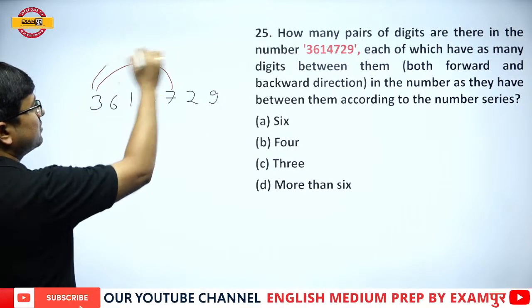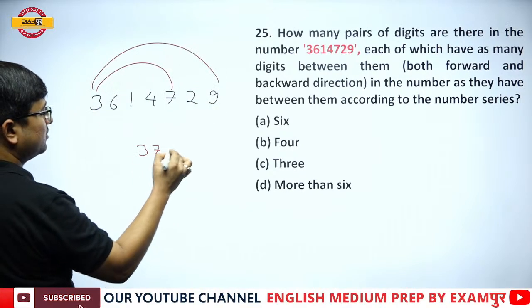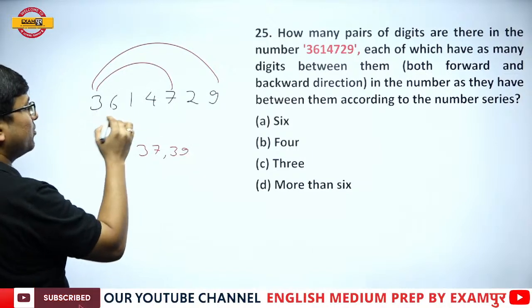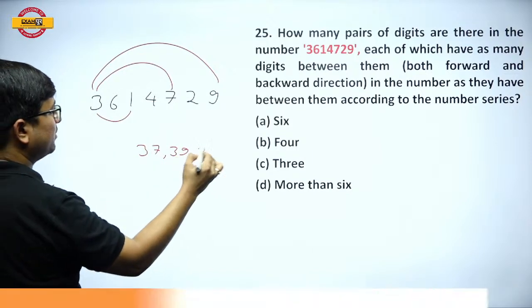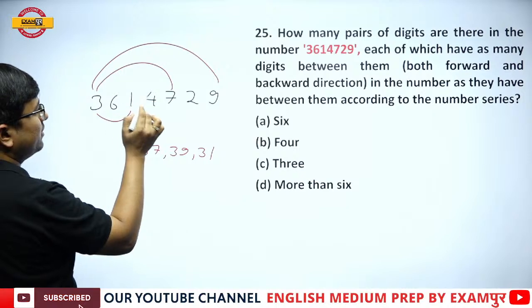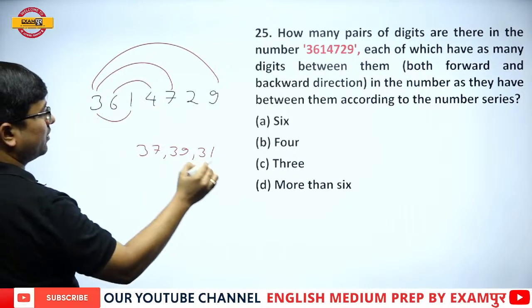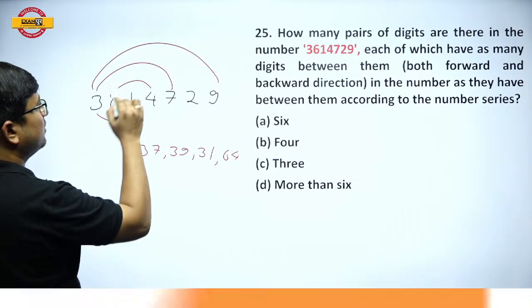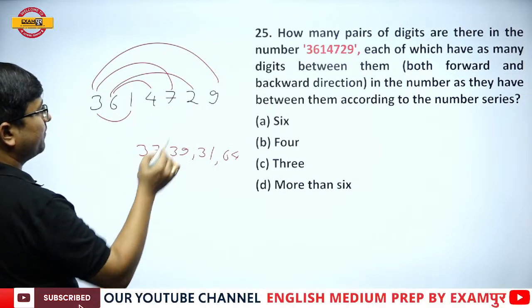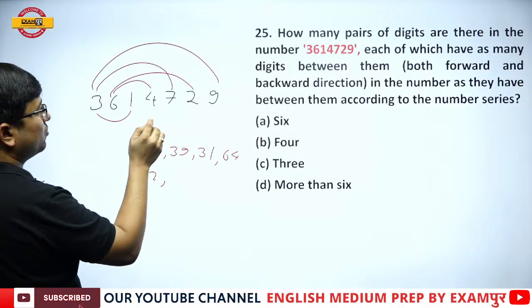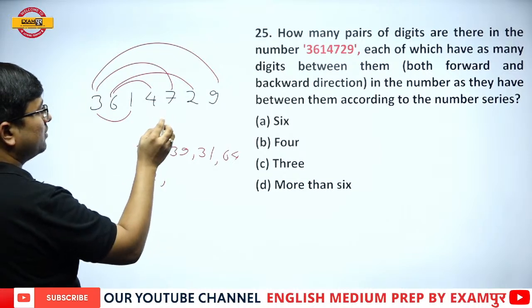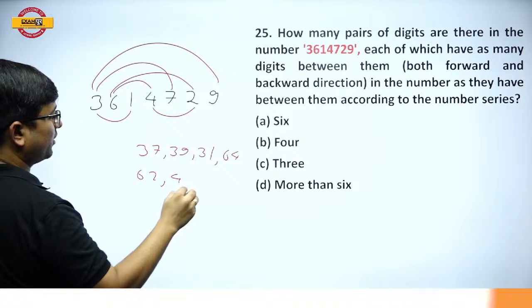So, 3 and 7, 3 and 9. From 3 in backward order, 2 and 1. So, 3 and 1. From 6 in forward order, 7, 8, 9. 10, 11, no. 5, 4, okay, and then 3, 2, okay. Then from 1, 2, 3, 4, 5, no, from 4, 3, 2, okay.